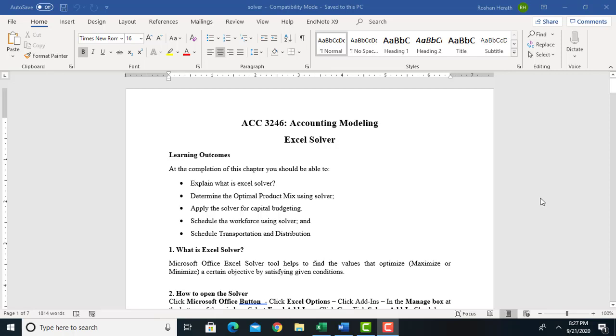Then you are going to apply this solver for capital budgeting. Again, that is something which you had learned under your management accounting. So when it comes to several investments, how to pick certain investments depending on the resources that you have. So it is another application that you are familiar with.